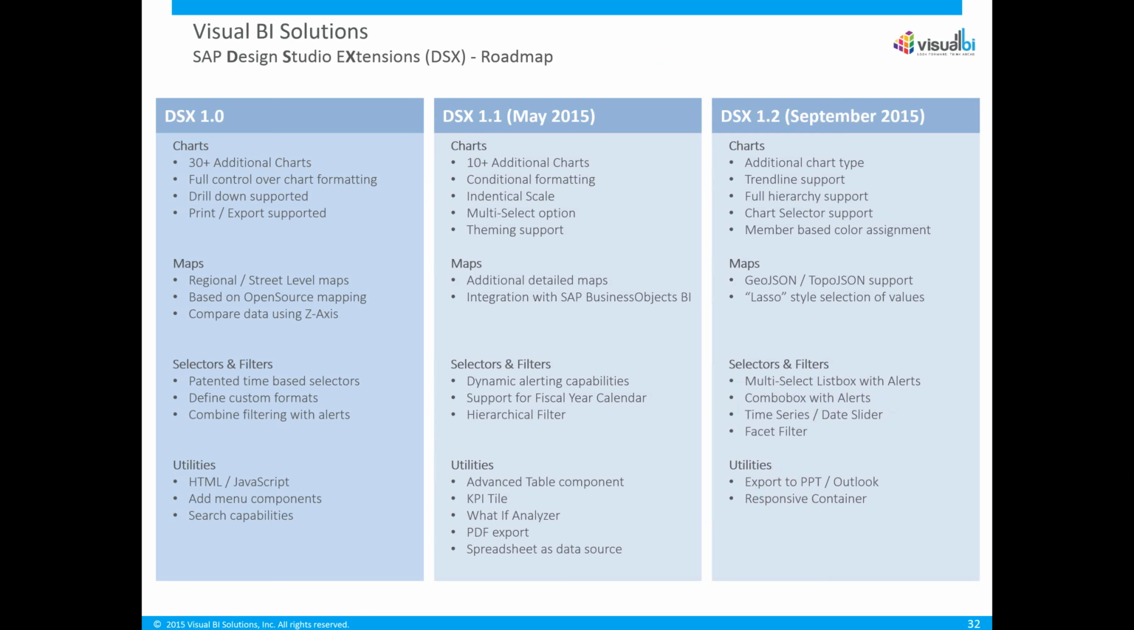And then the two other areas. On the selectors side, we're extending our concept of selectors with alerts, and we're going to have a multi-select list box, a combo box, and facet filtering. For those who've used Explorer before, think about faceted filtering. And we're going to have a typical date slider. Think about a dashboard with daily sales data, and you simply go from one day to another on a little slider.